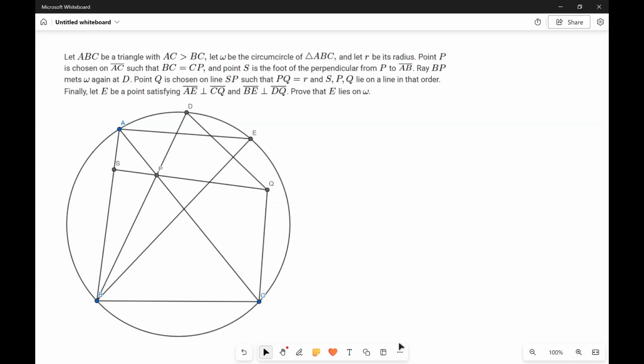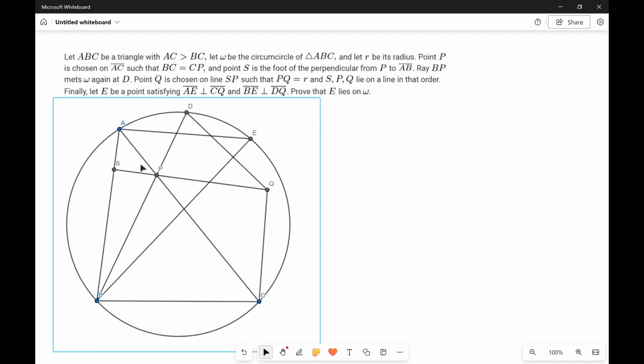Let ABC be a triangle with AC greater than BC. Let omega be the circumcircle of ABC, and let R be its radius. Point P is chosen on AC such that BC equals CP, and point S is the foot of the perpendicular from P to AB. Ray BP meets omega again at point D.